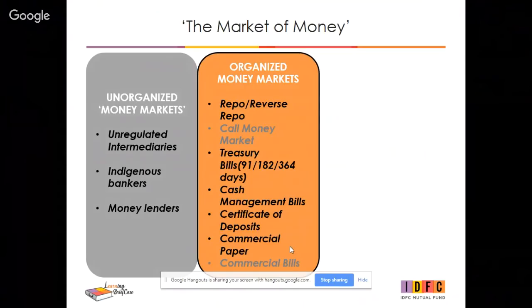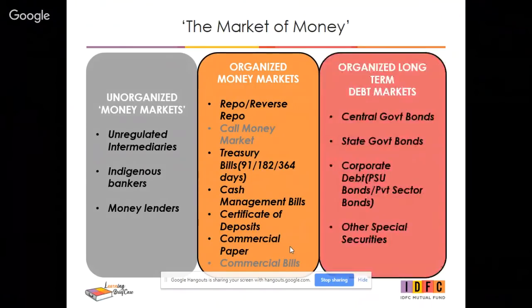On the other hand, there are organized long-term debt markets. There are central banks, central government who need money. Now, why does the central government need money? They need money to fund their budgets. There are state governments who need money. These are monies required similarly to fund state budgets or state enterprises.